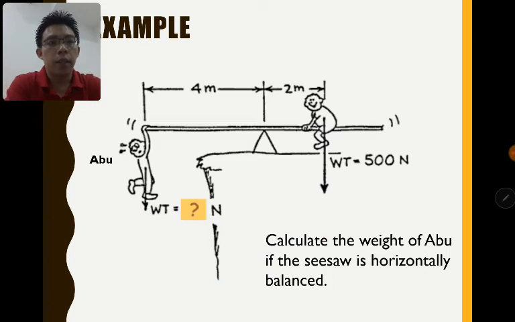Okay, second case, calculate the weight of Abu if the seesaw is horizontally balanced. You should never do that to your friend anyway.